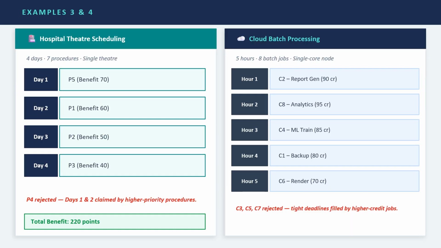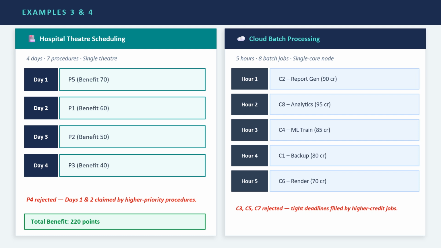Let's look at two more complex examples side by side. On the left, hospital operating theater scheduling. 7 surgical procedures compete for a single theater over 4 days. We sort by benefit score, urgency plus complexity.